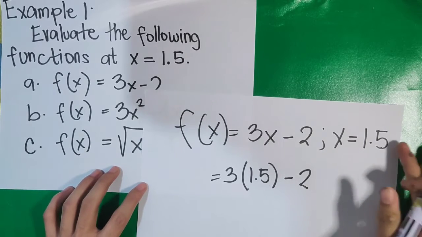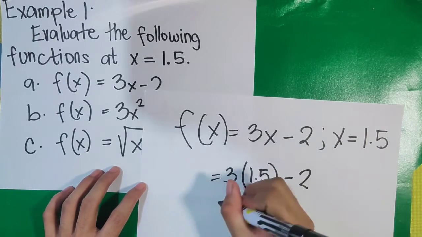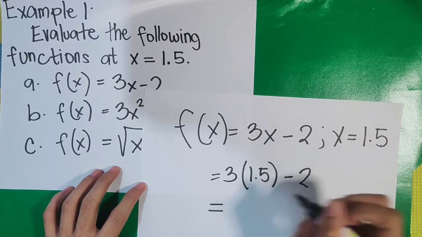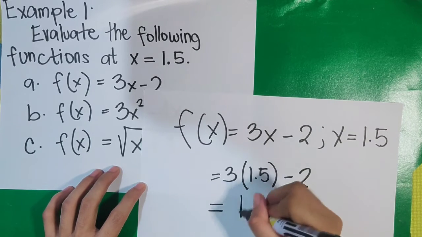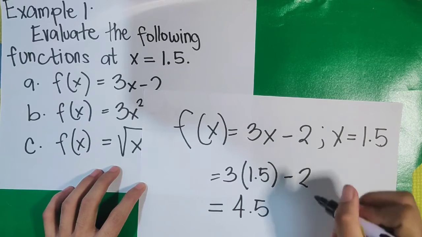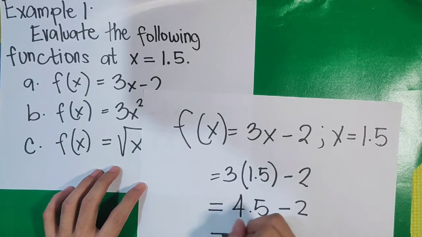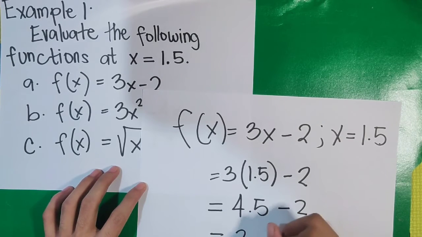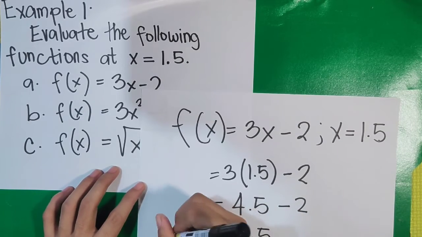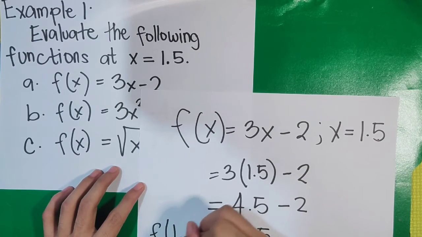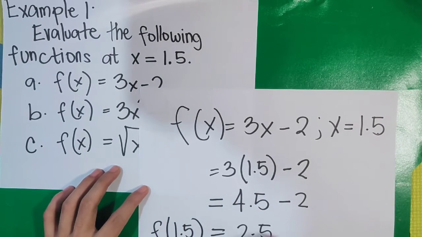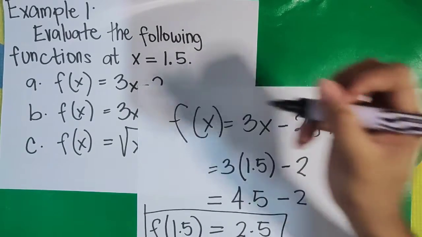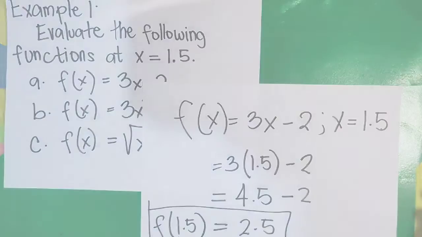After we substitute the value of x into the equation, we just need to simplify. So 3 times 1.5 is equal to 4.5. And copy minus 2. So 4.5 minus 2 is 2.5. So f of 1.5 is equal to 2.5. So this is now an example on how to evaluate a function.